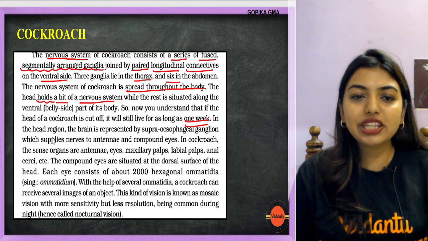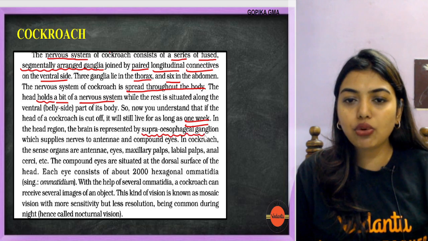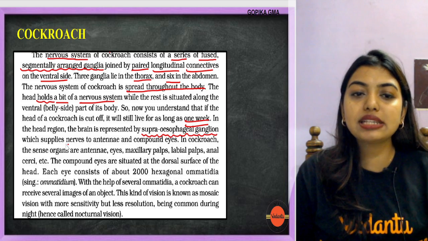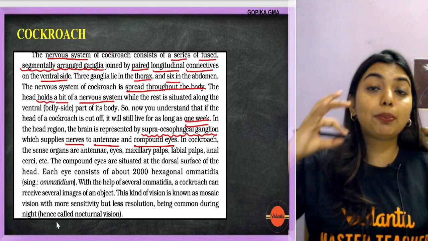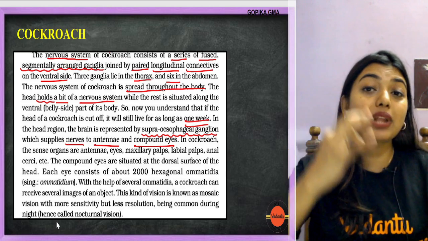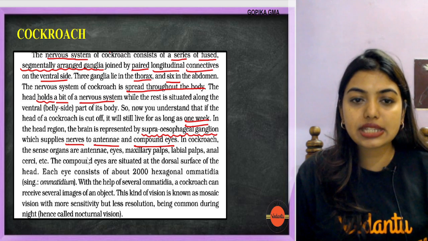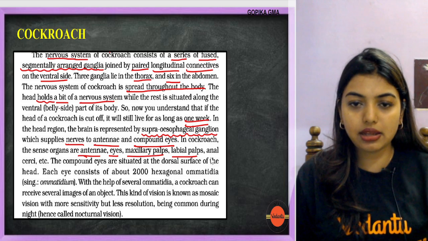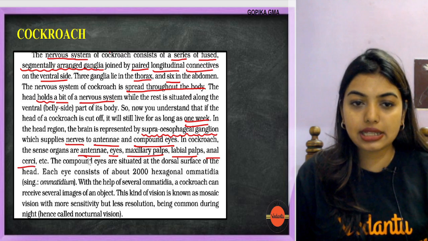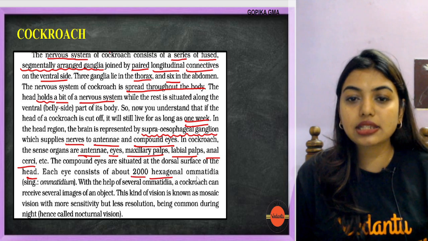Okay, so in the head region, the brain is represented by a supraesophageal ganglion, which supplies nerves to the antenna and the compound eyes. So who is going to act like the brain? Supraesophageal ganglion is going to act like the brain. Now in cockroach, the sense organs are antenna, eyes, maxillary palps, labial palps, and anal cerci. See, the compound eyes are situated at the dorsal surface of the head. Each eye consists of 2000 hexagonal ommatidia.